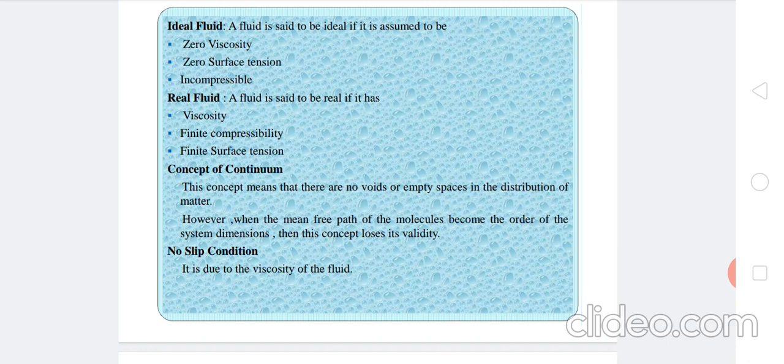No slip condition. It is due to the viscosity of the fluid. Fluid in direct contact with the boundary acquires the velocity of the boundary, which means the fluid sticks to the solid and has zero velocity, or no slip, at the contact point.